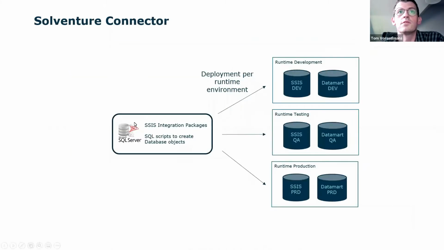And in the end, those packages can then be deployed on the different environments. So typically we have 3 environments: a development, testing, and production environment. And those packages are then generic, and we can deploy them on the different environments without problem.